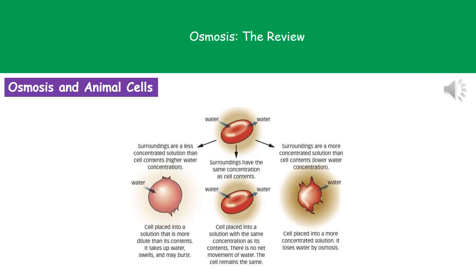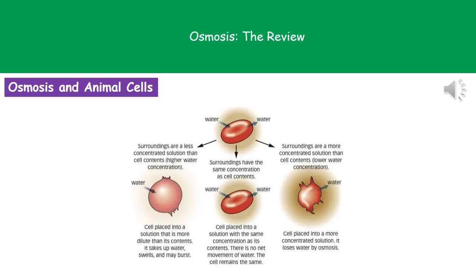Finally, we need to understand what happens to animal cells in those same 3 scenarios. If we start on the left hand side first of all, where we place our red blood cell into distilled water, for example, then because we've got a higher water concentration in our solution than inside our red blood cells, water moves into them. This is going to end up swelling our red blood cell, and because it has no cell wall, it's also likely to burst.